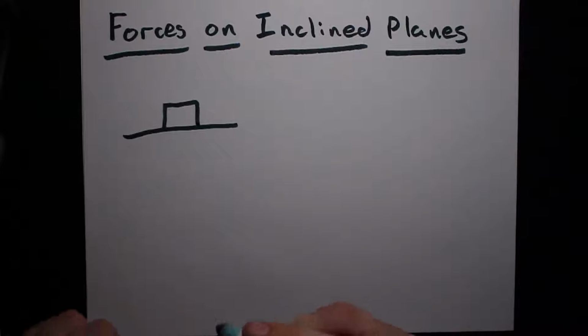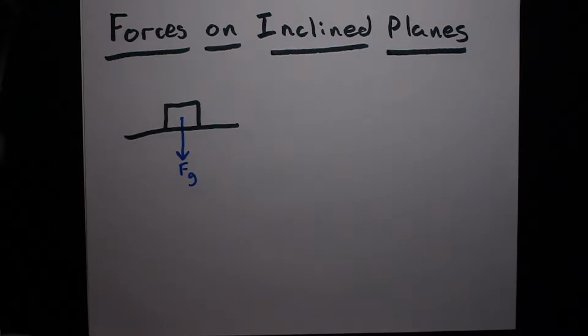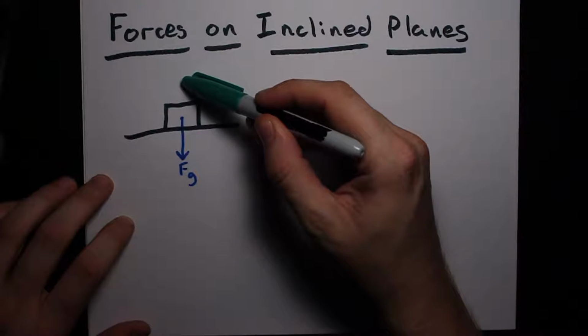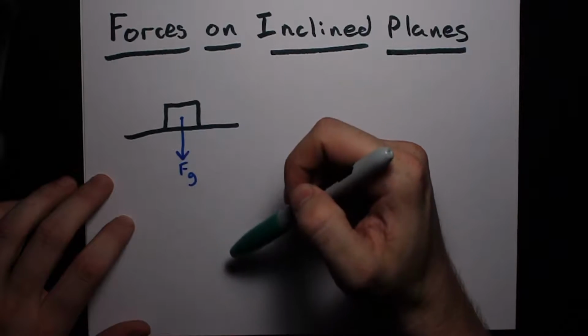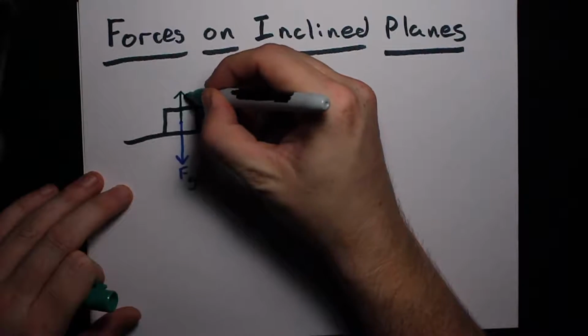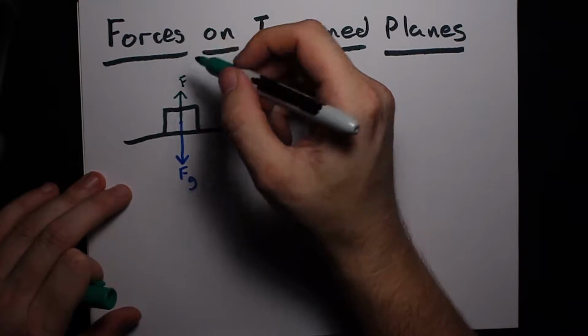When you have a force that's on a flat surface, you know that there is a force of gravity pulling down on it. And you also know that there's a normal force from the surface pushing back up on the box, and those forces are going to be equal and opposite. And we call this force up here the normal force.